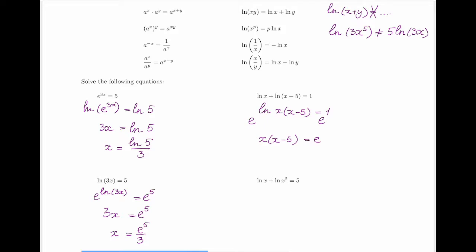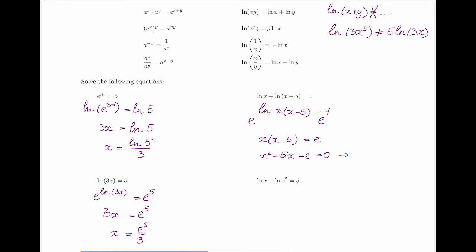Okay? Opening up the brackets here, let me move everything to one side. So I'm going to have x squared minus 5x minus e equals 0. Remember that e is just a number. It's not a number that's easy to write out exactly, which is why we have this notation for it, but it's just a number. So really, my only variable here is x, and it appears to power 2 and then to power 1. So this is simply a quadratic equation.